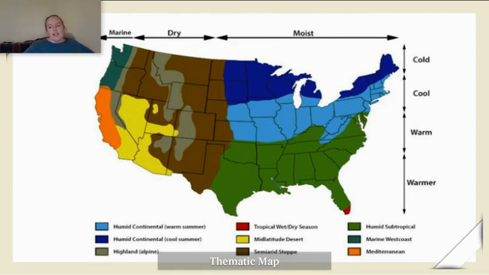Now down here in Texas where we live, we are humid subtropical. That means that we have rain, it's wet, and it's warm.